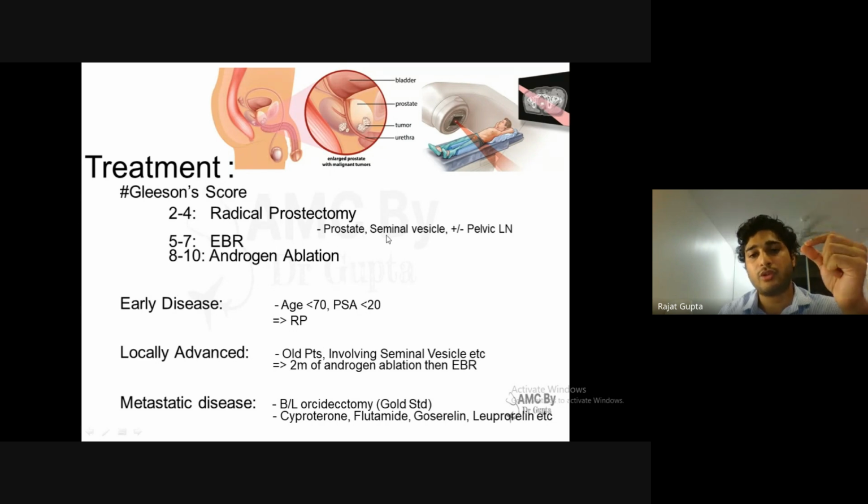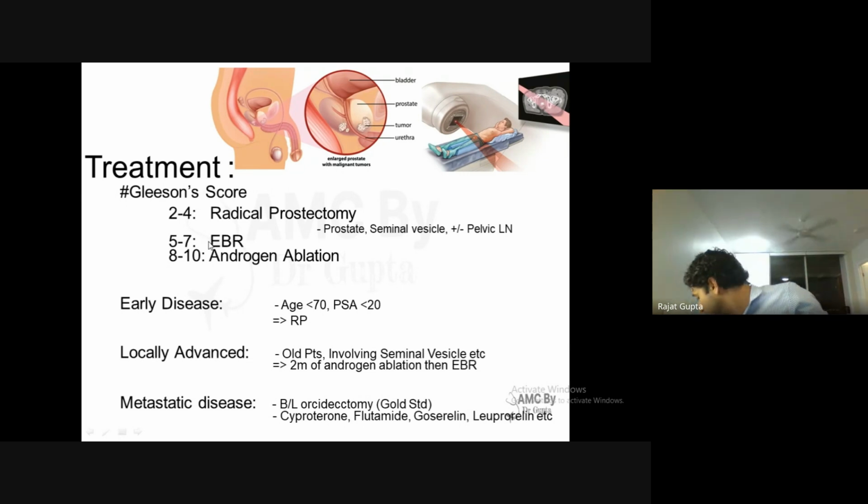That means we remove prostate, seminal vesicle, and pelvic lymph nodes, and also bladder neck. So this area is removed. And if the score is higher, 5 to 7, we go for external beam radiation. This is radiotherapy. And if it is 8 to 10, the patient will need androgen ablation. That can be done with medications or via orchidectomy.